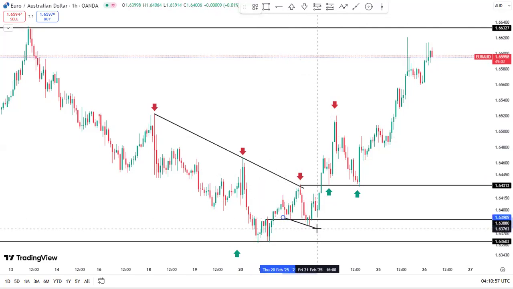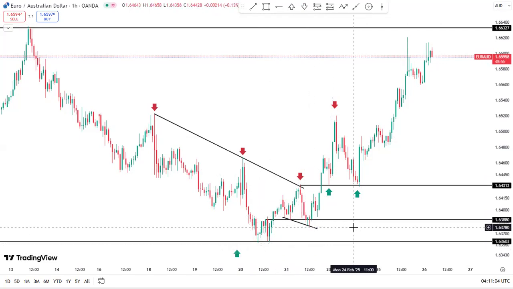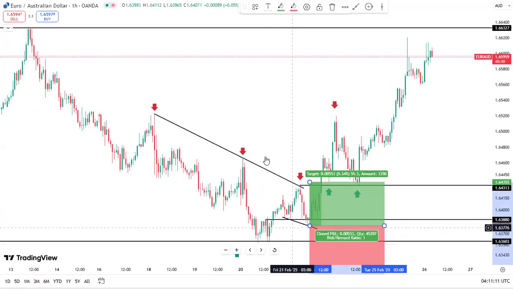You highlight it, you just wait. Here's your first time, here's your second time. You're waiting for the market to give you the third touch. This is where you're going to get in. So now look at this. You get in here, your risk is going to be small.